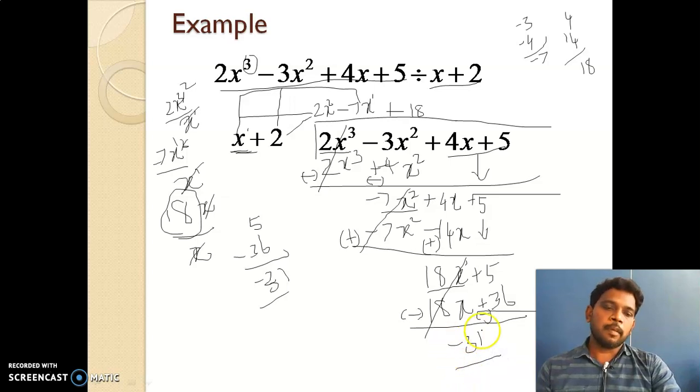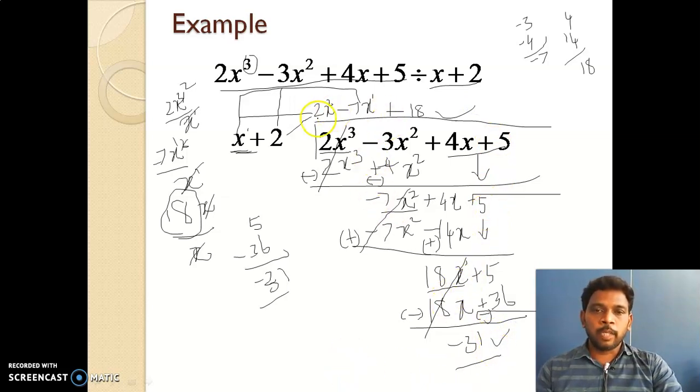Now check, this is a remainder in this stage. Check the degree of the remainder. Here variable is nothing. Therefore, the degree of the remainder is 0. Okay, and what about the degree of the divisor here? 1. So the degree of the remainder is 0, and here the degree of the divisor is 1. So the degree of the remainder is less than the degree of the divisor. So stop the procedure here.